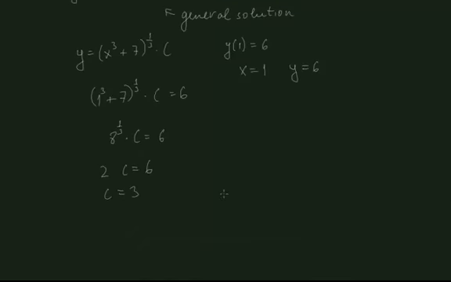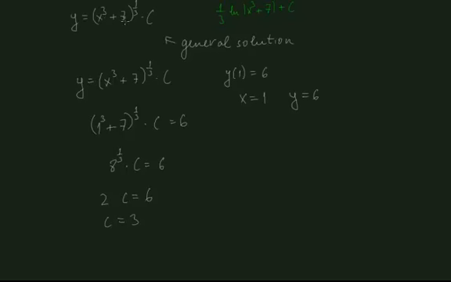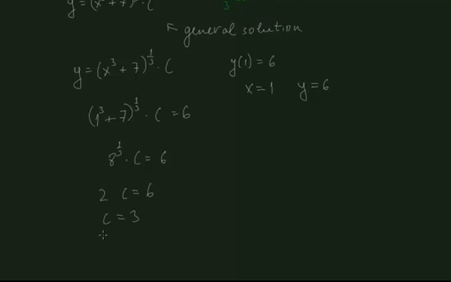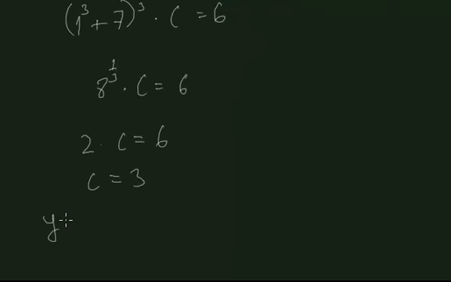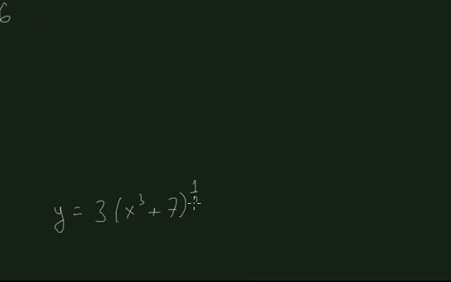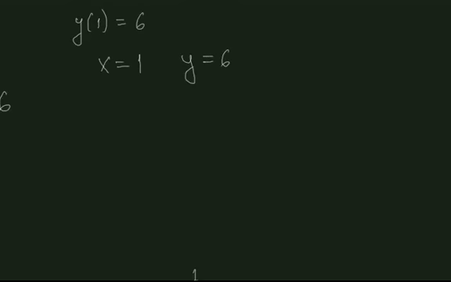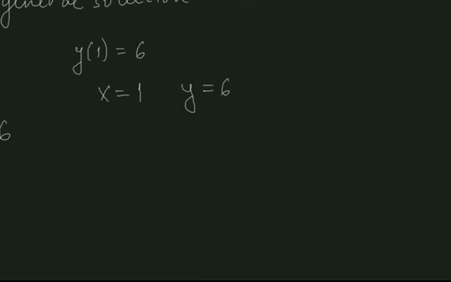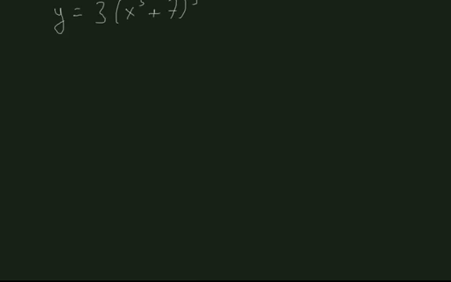Now we have to put this 3 into the general solution, which is y equals x cubed plus 7 to the 1/3 times constant, so the constant is 3, so the particular solution would be x cubed plus 7 to the 1/3 times 3, and we can write this as 3 times x cubed plus 7 to the 1/3. So we found both the general solution and the particular solution. That's it. Thanks for watching.